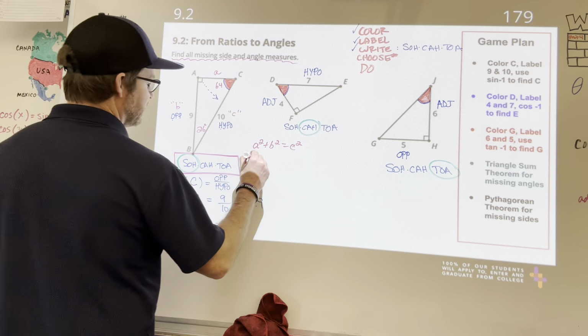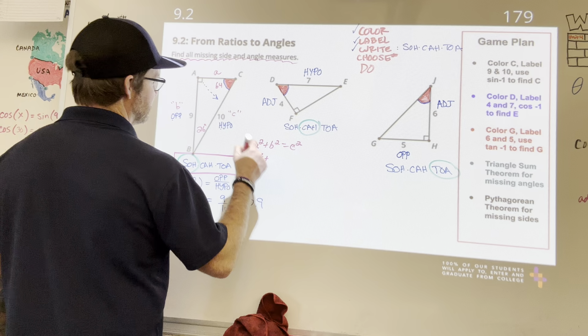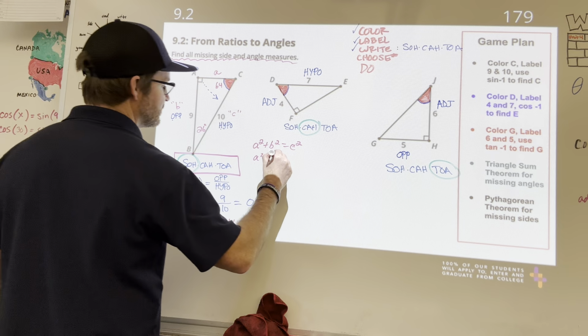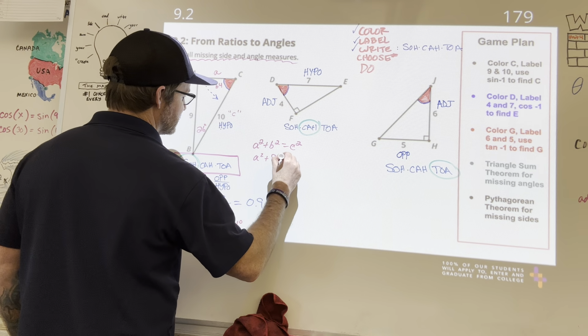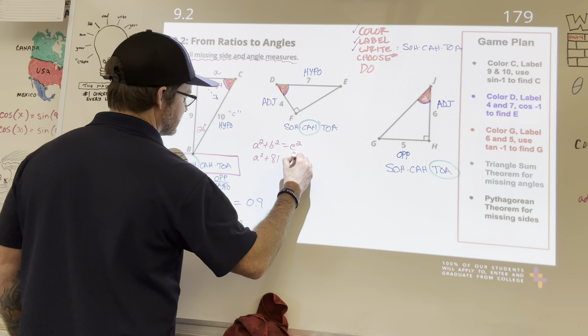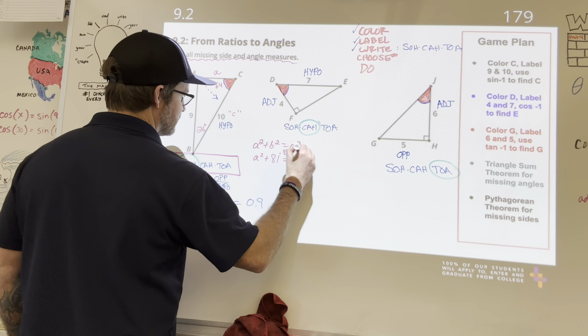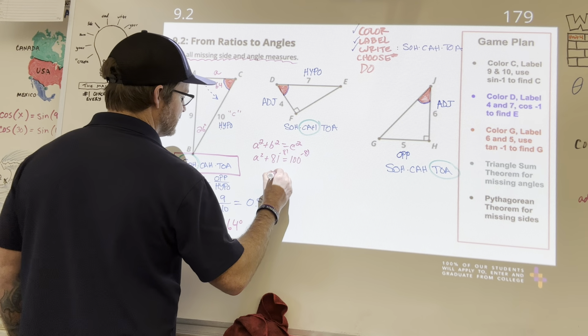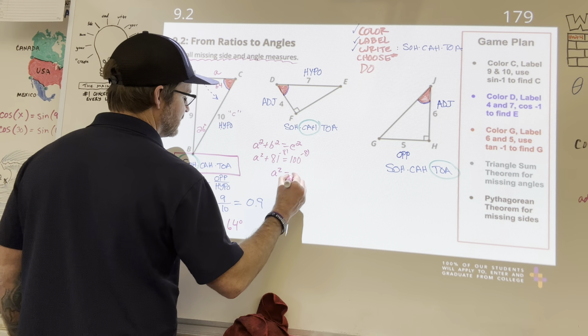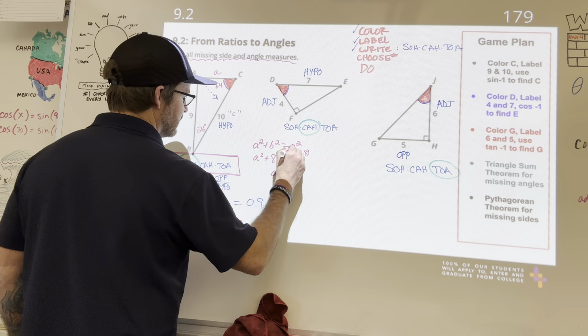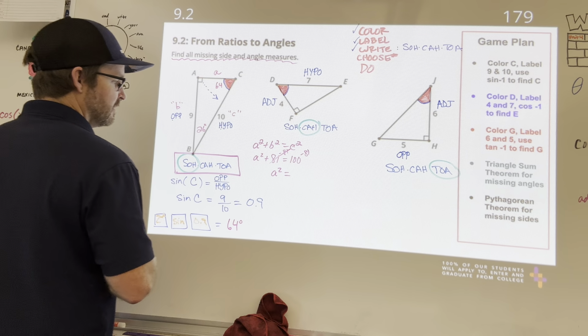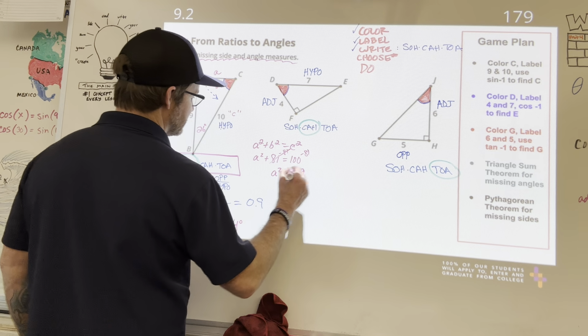So we don't know a yet. That's why labeling your figure is so important. You know 9 squared is 81, and you know 10 squared is 100. Subtract 81 from both sides. You get a squared equaling what? A squared equals 19. Yeah, and then what do you do from here?